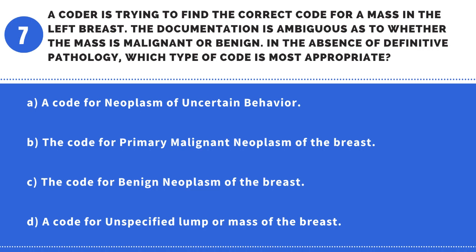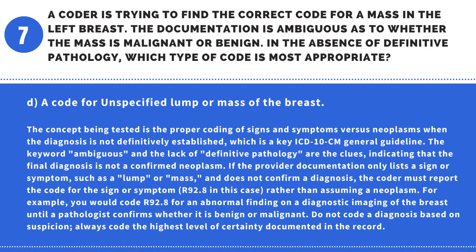Question 7. A coder is trying to find the correct code for a mass in the left breast. The documentation is ambiguous as to whether the mass is malignant or benign. In the absence of definitive pathology, which type of code is most appropriate? I. A code for neoplasm of uncertain behavior. B. The code for primary malignant neoplasm of the breast. C. The code for benign neoplasm of the breast. D. A code for unspecified lump or mass of the breast. Answer D. A code for unspecified lump or mass of the breast.